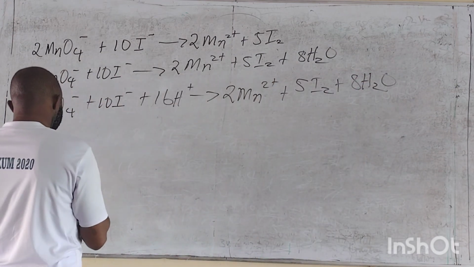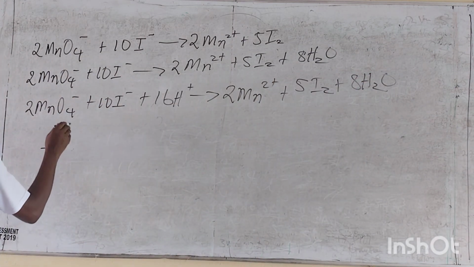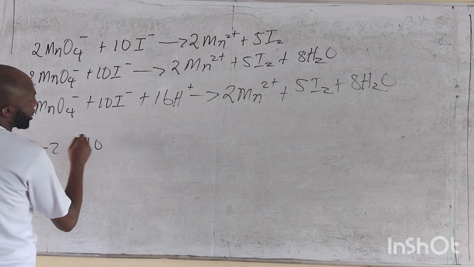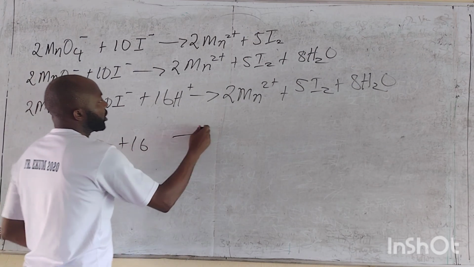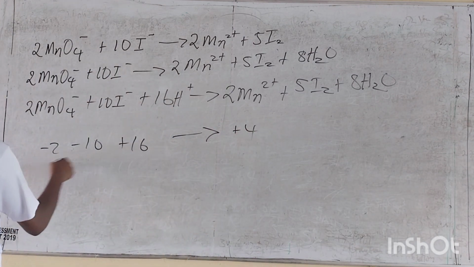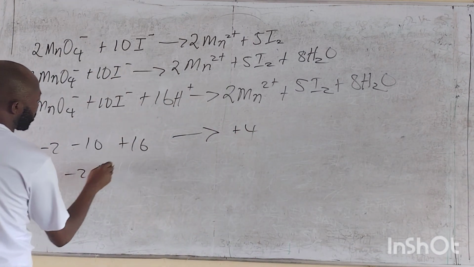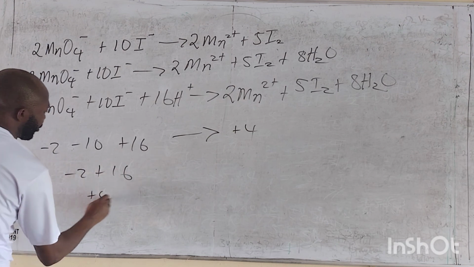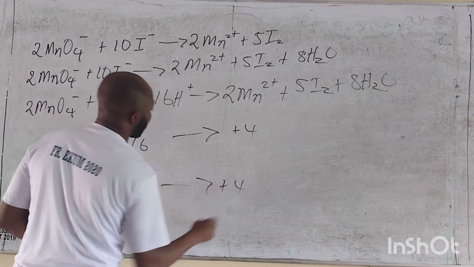Let's balance it. Minus 2 minus 10 plus 16 gives us plus 4 only. Minus 12 plus 16 is plus 4. This is plus 4. So the equation is balanced.